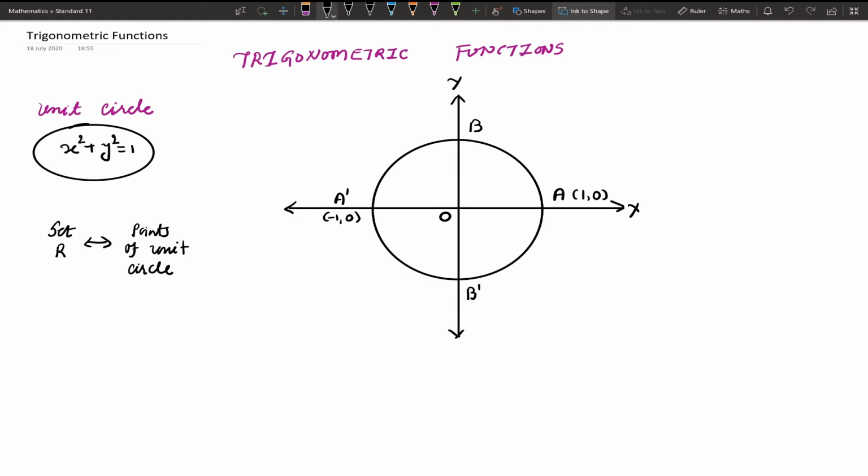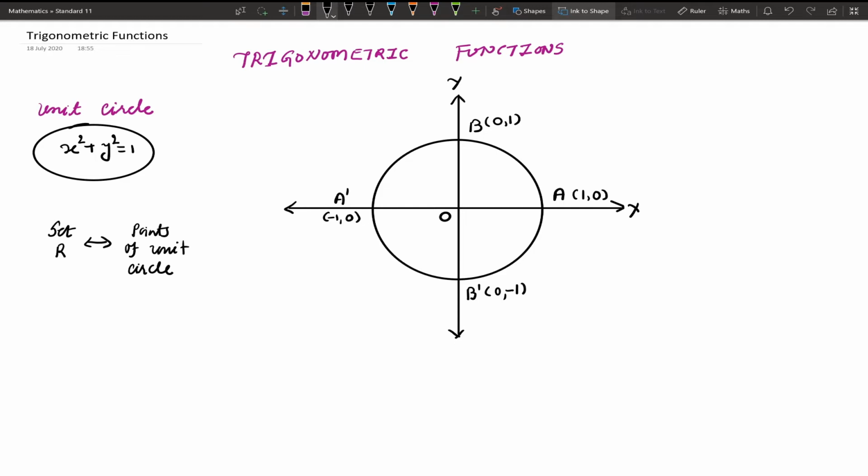Similarly, B and B prime points lie on the y axis, so here coordinates 0, 1 and this is opposite direction 0, minus 1. So 4 points are fixed. Coordinates of A 1, 0, coordinates of A prime minus 1, 0, coordinates of B 0, 1 and coordinates of B prime 0, minus 1.